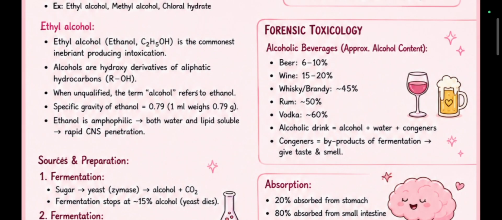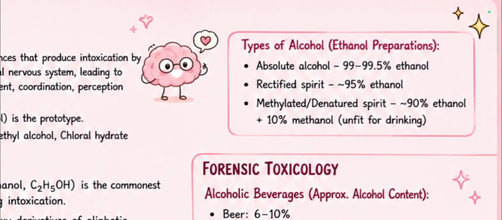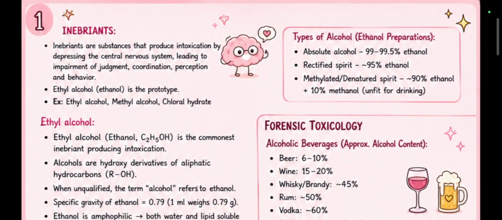Again, we'll be seeing types of alcohol in ethanol preparations. Absolute alcohol is the one which contains 99 to 99.5% ethanol. Rectified spirit contains 95% ethanol, and methylated or denatured spirit contains 90% ethanol plus 10% methanol, which is unfit for drinking. Methanol is poisonous, and these are the three types: absolute alcohol, rectified spirit, and methylated spirit.